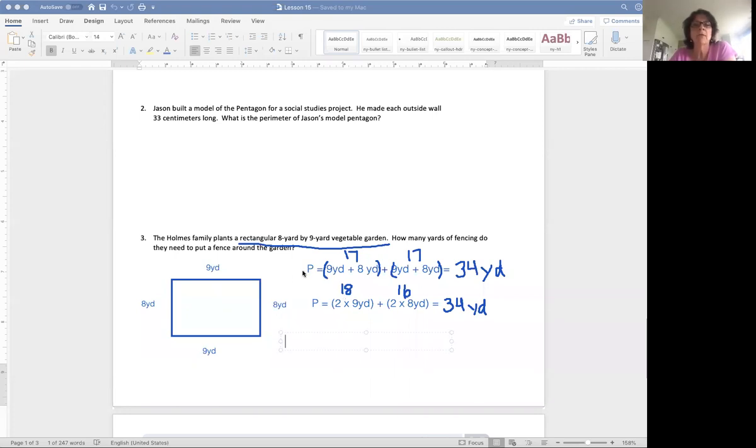So I'm going to read that question back to myself so I know how to answer it. How many yards of fencing do they need to put a fence around the garden? I'm going to answer that with a complete sentence. They need 34 yards of fencing.